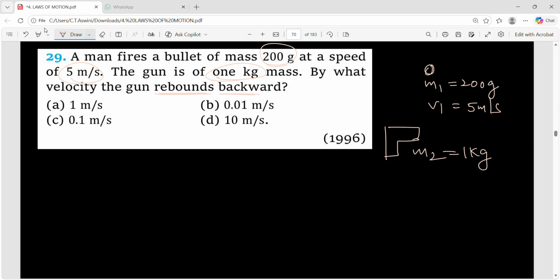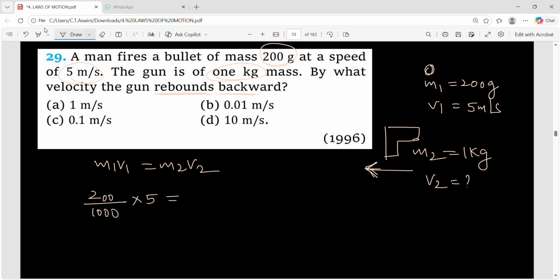By what velocity the gun rebounds backward? That means it experiences a jerk. What is that velocity they are asking? So as I told you, recoil of the gun. So what will you consider here? M1 V1 is equal to M2 V2. So 200, it is in grams, so divide by 1000 into V1 5. M2 is 1 kg, V2 we don't know.